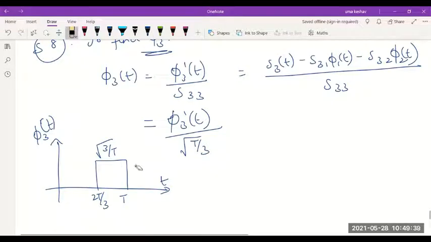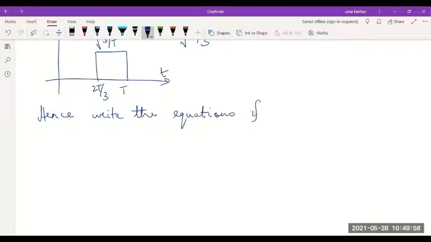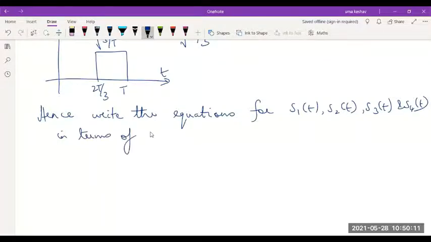Now we have found everything. All values are found. So we have to write the equations. Hence, write the equations for S1, S2, S3 and S4 in terms of phi 1, phi 2, phi 3.